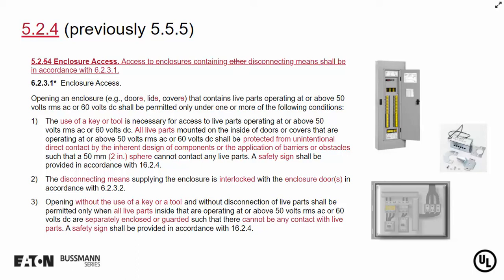Number 2 is the classic enclosure interlock with the enclosure door. And I have an enclosure interlock kit there shown to the right. And the third one does not require the use of a key or tool, where all live parts inside operating at more than 50 volts RMS or 60 volts DC are separately enclosed or guarded such that there cannot be any contact with live parts.